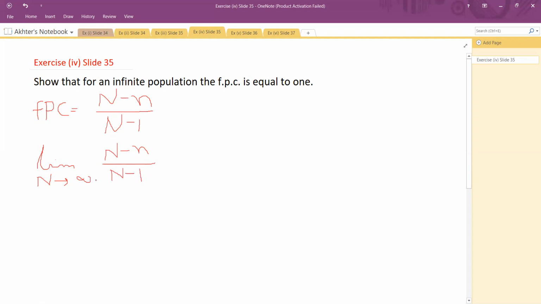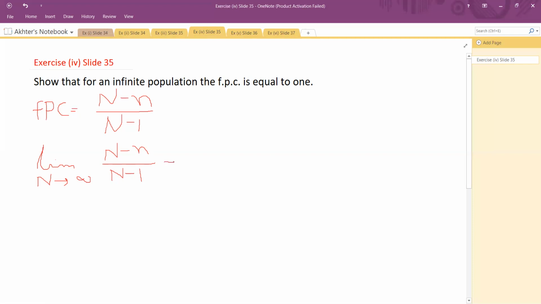We cannot use the direct substitution of the limit. The reason is if we put the infinity here, infinity minus something is infinity. And if we put infinity here, then infinity minus 1 will be equal to infinity. That will be infinity upon infinity, and infinity upon infinity is an indeterminate form. We cannot cancel out the infinity with the infinity, and we cannot say that it is equal to 1. If we directly substitute infinity into this FPC, then the result will be an indeterminate form.